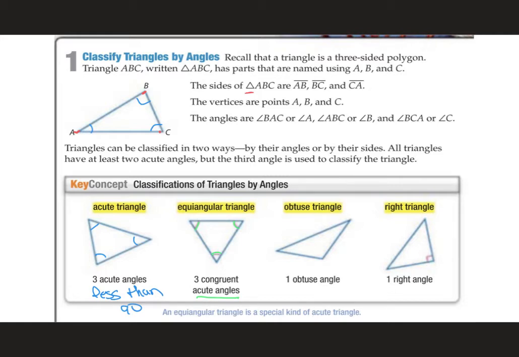In order to be classified an obtuse triangle, only one of the angles has to be considered obtuse, which is more than 90. And then a right triangle is basically a triangle that has a right angle, and right means 90 degrees. Please note an equal angular triangle is a special kind of acute triangle, and we'll talk about that a little later on.